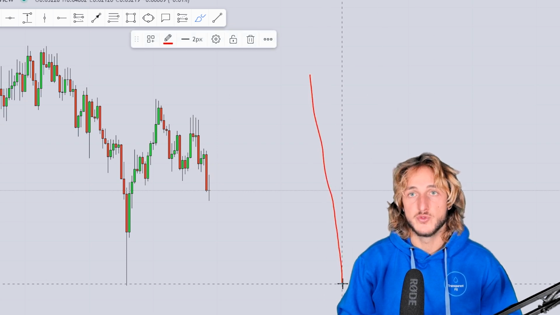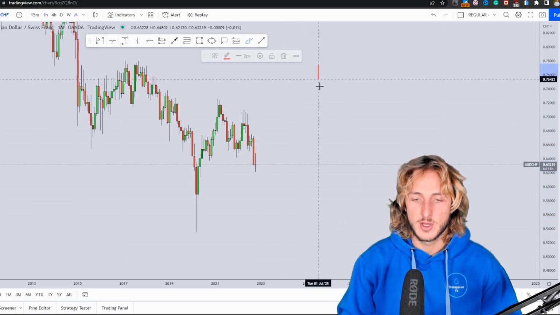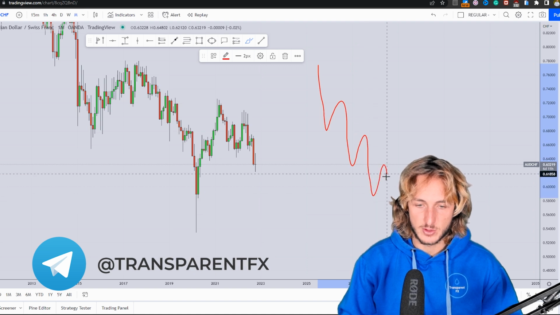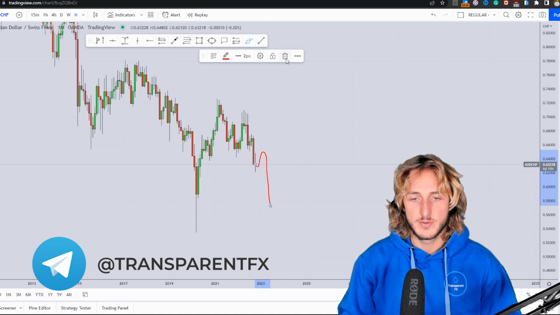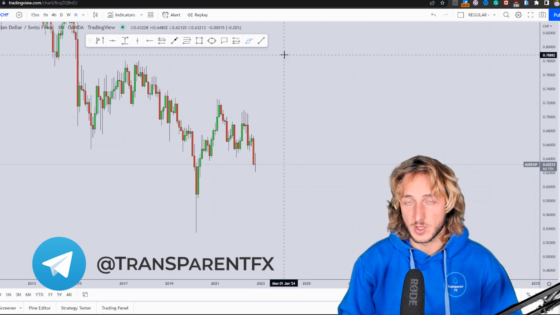no market just moves in a straight line. From time to time, you will have impulses and corrections. So here on the monthly, what we could expect is a short-term correction before then more potential bearish continuation.